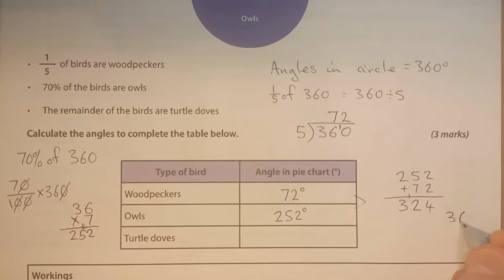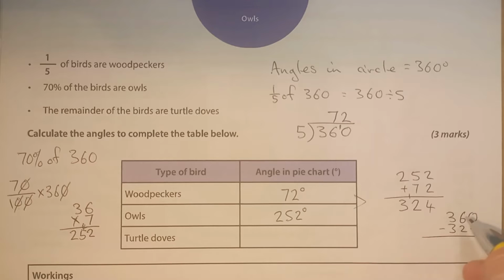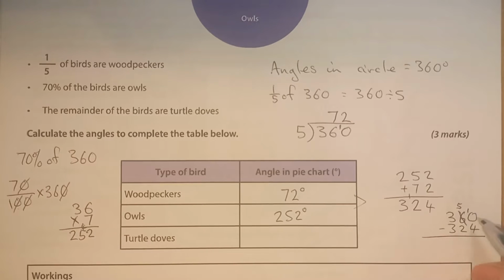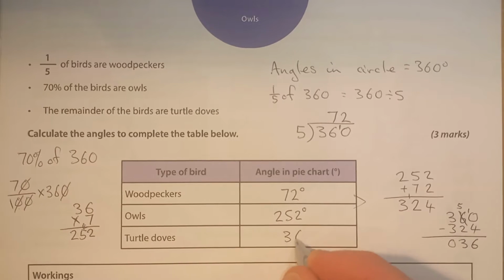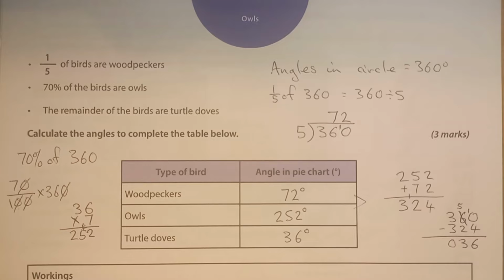We said we want to take that away from 360. So 0 minus 4 we can't do, so we reduce the 6 to a 5. Now 10 minus 4 we can do, that gives us 6. 5 minus 2 gives us 3. 3 minus 3 is 0. So we get an answer of 36 degrees. And that's the end of the non-calculator section.